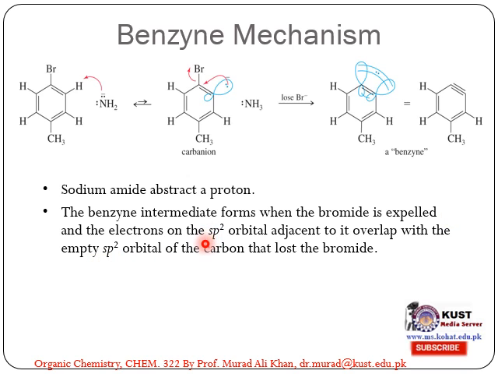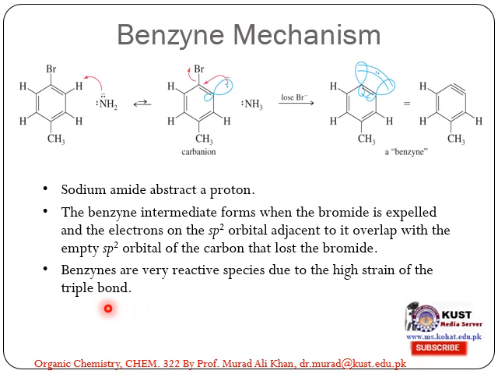The benzyne intermediate forms when the bromide is expelled and the electrons on the sp2 orbital adjacent to it overlap with the empty sp2 orbital of the carbon that lost the bromide. So these two sp2 orbitals overlap with each other and form the triple bond. Benzynes are very reactive species due to the high strain of the triple bond. The triple bond produces a high strain in the ring, and that's the reason that benzynes are quite reactive.